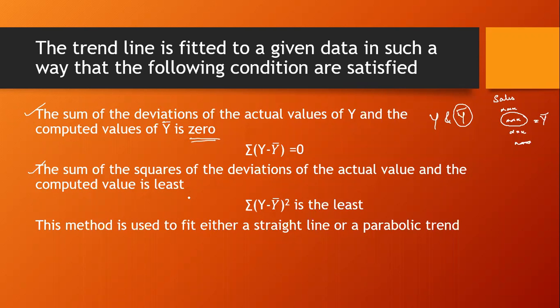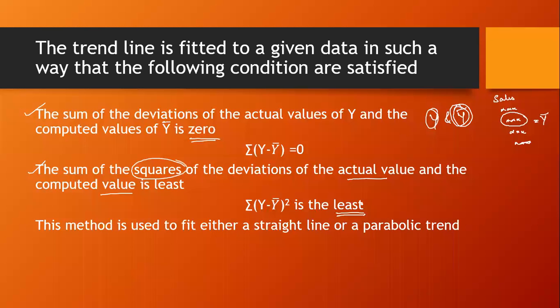The second one is the sum of the squares of the deviations of the actual value and the computed value. The actual value is our y, and the computed value is y dash. You have to square the deviation, that is, y minus y dash squared. It should be the least value. It should be the least value.